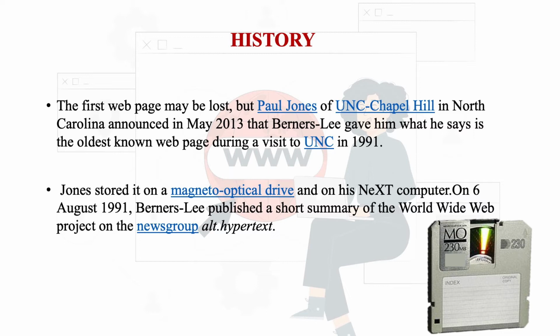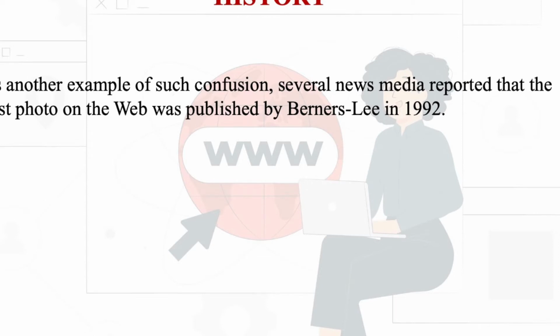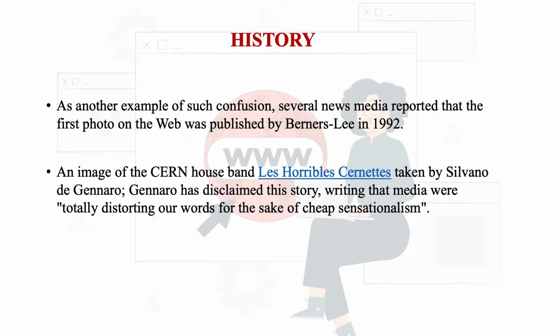On 6 August 1991, Berners-Lee published a short summary of the World Wide Web project on the newsgroup alt.hypertext. This date is sometimes confused with the public availability of the first web servers, which had occurred months earlier. As another example of such confusion, several news media reported that the first photo on the web was published by Berners-Lee in 1992, an image of the CERN house band Les Horribles Cernettes taken by Silvano de Gennaro. Gennaro has disclaimed the story, writing that media were "totally distorting our words for the sake of cheap sensationalism."